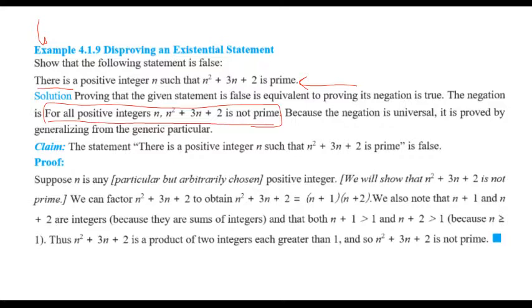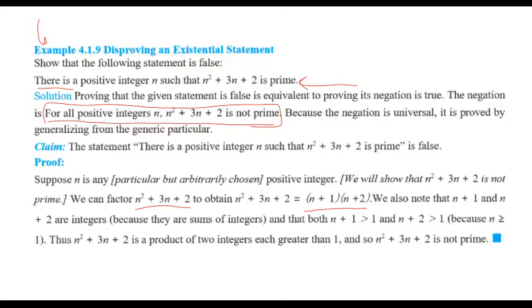In order to prove that, we first factor n squared plus 3n plus 2 to obtain this. So n squared plus 3n plus 2 is the multiplication of n plus 1 and n plus 2. We also note that n plus 1 and n plus 2 are integers because they are sums of integers. That's why they are integers.